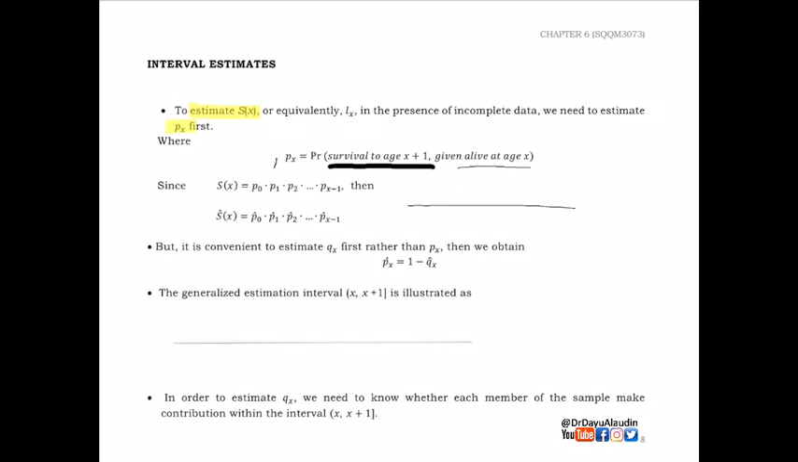So if we draw the timeline here, we only estimate the probability of survival for one interval. Since we want to estimate the SX, we have to estimate the probability of survival first. So it is incomplete data again, and it is easier for us to estimate for each interval to get the overview of the whole data.